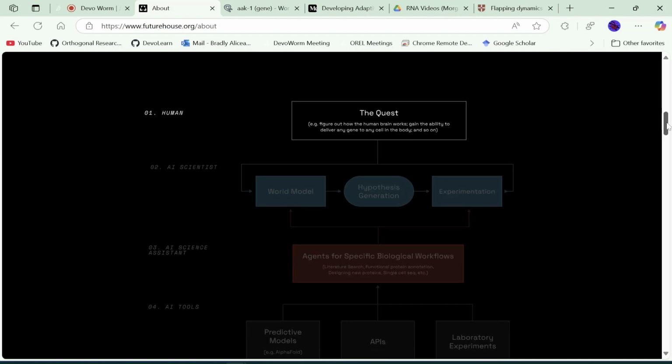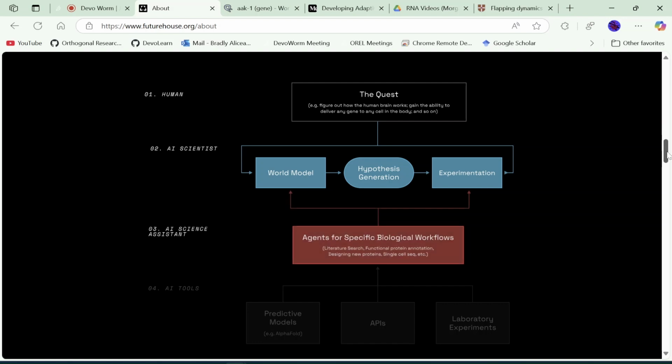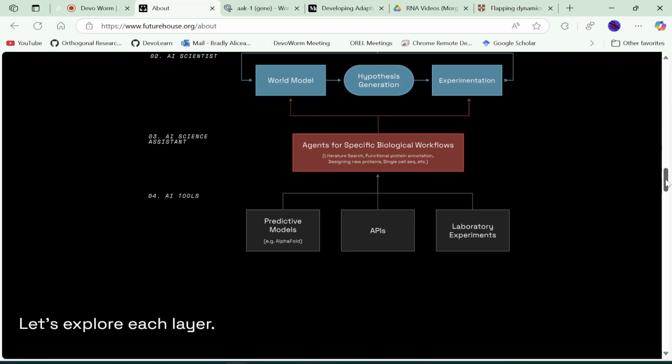If you have a human, it's the quest. Then AI scientist, you have a world model, hypothesis generation, then experimentation. You have this AI science assistant, agents for specific biological workflows, so you could have, for next gen sequencing or some literature search. And then they have AI tools, which is the predictive type model, like AlphaFold, APIs, which allow you to get your data set, and then laboratory experiments, which are, of course, drawing from the empirical stuff.